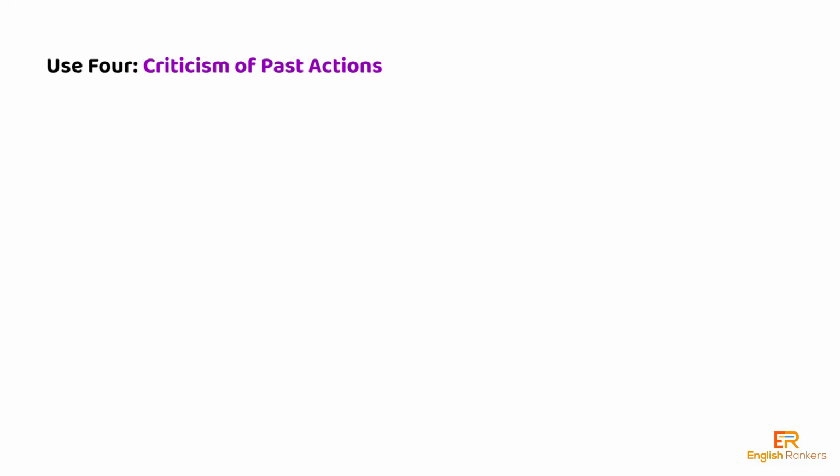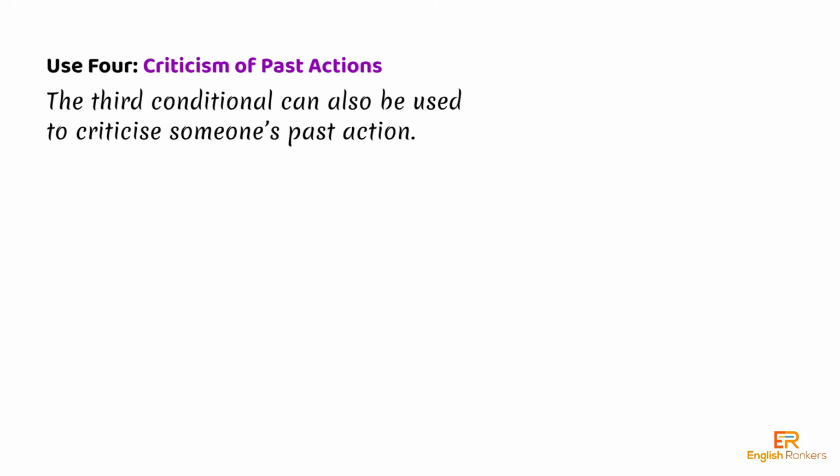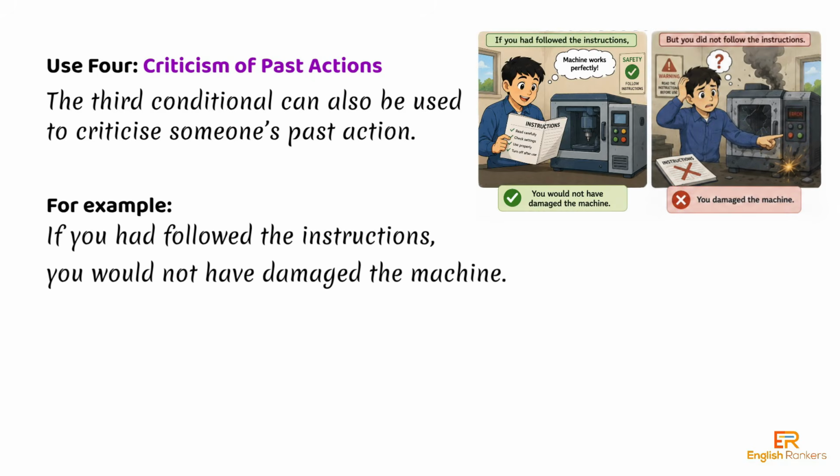Use 4. Criticism of past actions. The third conditional can also be used to criticize someone's past action. For example, if you had followed the instructions, you would not have damaged the machine. The person did not follow the instructions. As a result, the machine was damaged. This sentence indirectly criticizes the person's action.